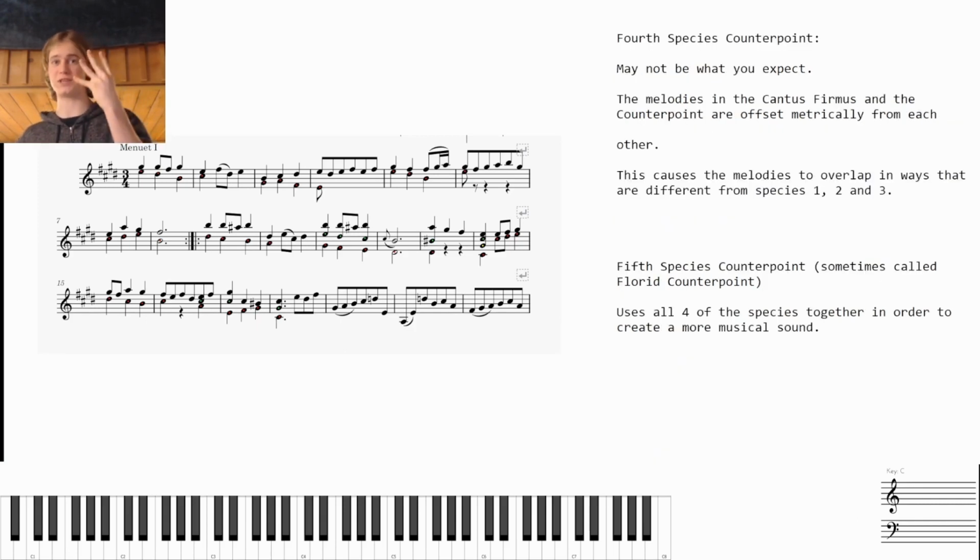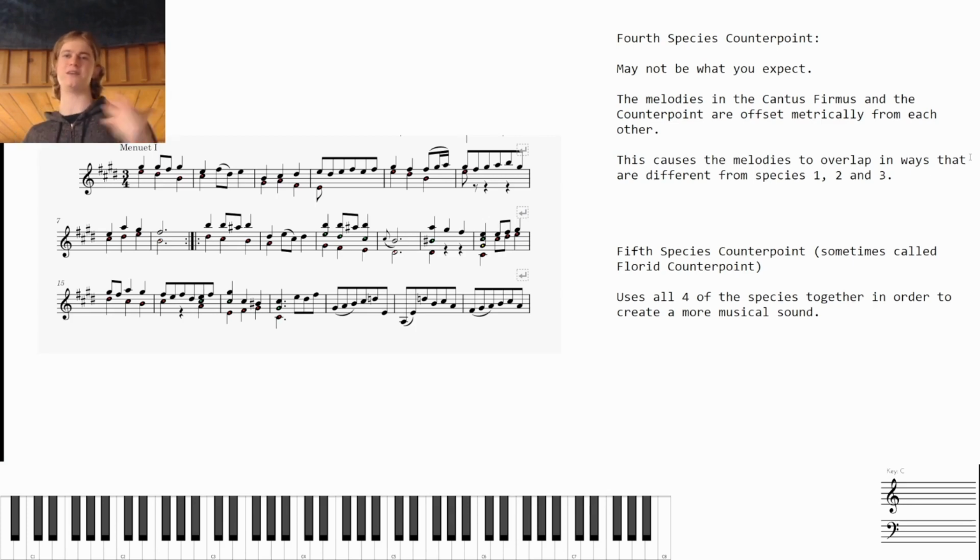Okay, so now fourth species counterpoint may not be what you expect. The melodies in the cantus firmus and the counterpoint are offset metrically from each other. This causes the melodies to overlap in ways that are different from species 1, 2, and 3. And now fifth species counterpoint, sometimes called florid counterpoint, uses all four of the species together in order to create a more musical, more realistic sound. One that would sound more like actual music.